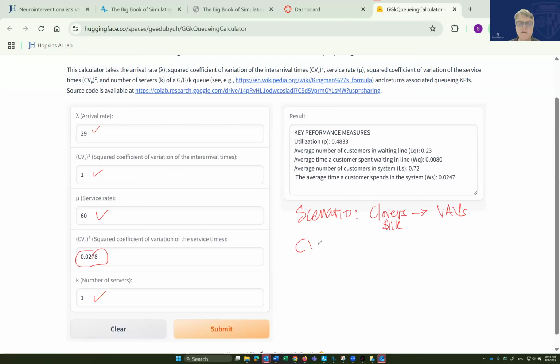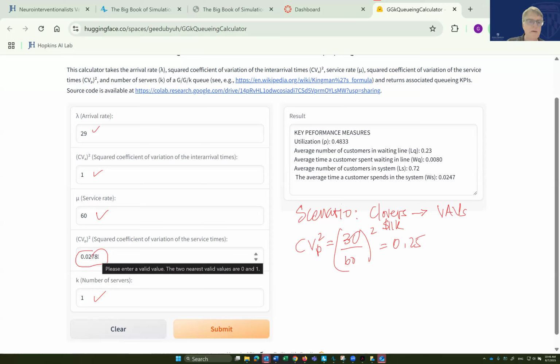So this CV sub P squared is now going to be the standard deviation, which is 30 seconds. We're assuming these baristas are untrained. We haven't given them any help on that front. So 30 over 60 squared, it's a half. And so this should come out at a quarter. All right, so let's go ahead and change that. Go ahead and hit go.